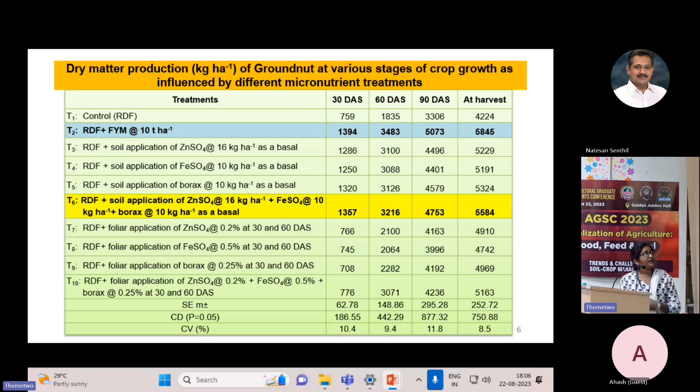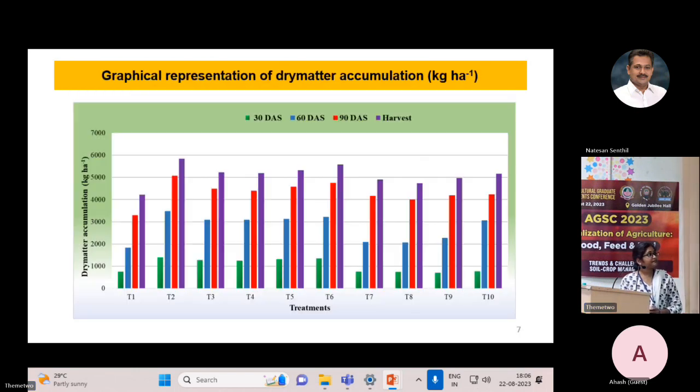And among the micronutrient treatments, T6, that is RDF plus combined soil application of zinc sulfate, ferrous sulfate and borax, recorded highest dry matter production. This might be due to the combined effect of micronutrients which might have helped in production of more number of leaves and leaf area, and that might have resulted in more dry matter production. This is a graphical representation of dry matter accumulation, and here we can see clearly the T2 which recorded the highest dry matter production.